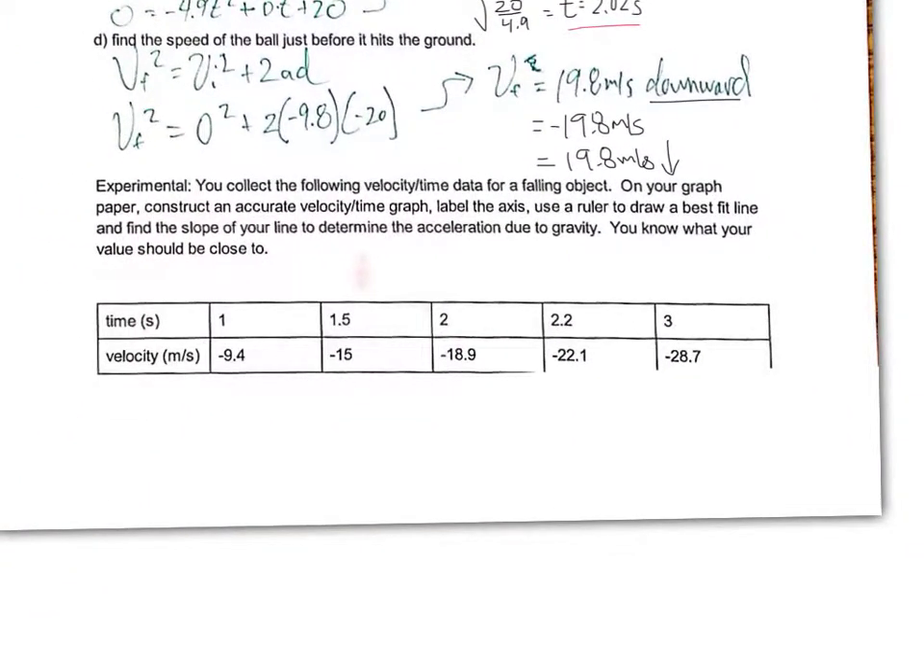For the experimental, if you had a graph and you labeled it, that was good. You got the question correct. If you found the slope and found an acceleration, and I think it was something like negative 9.6 meters per second squared for this data, then you got plus 5 extra credit points.